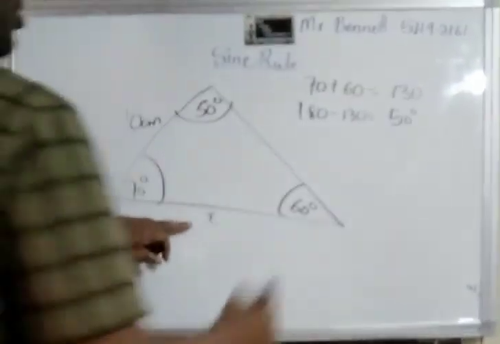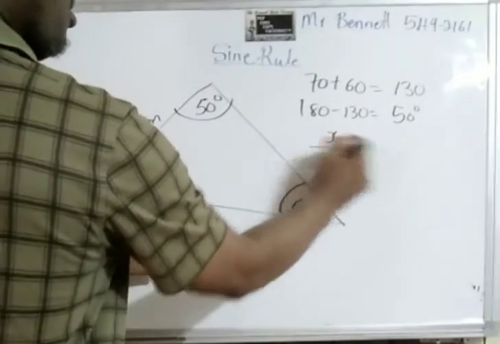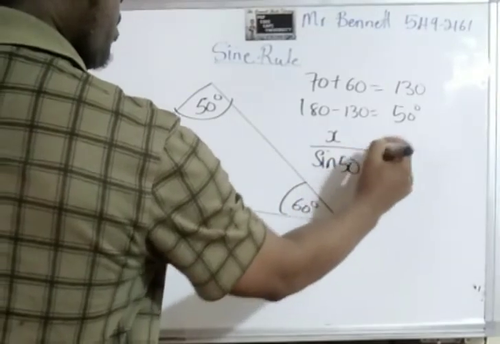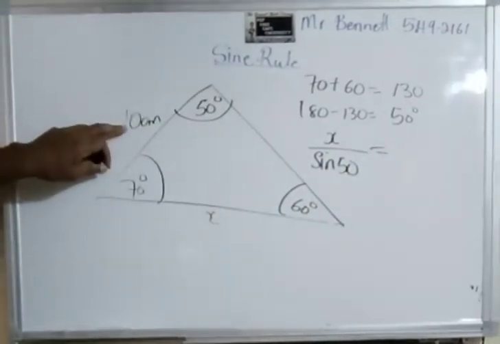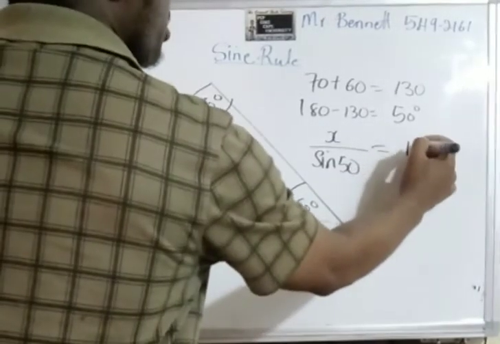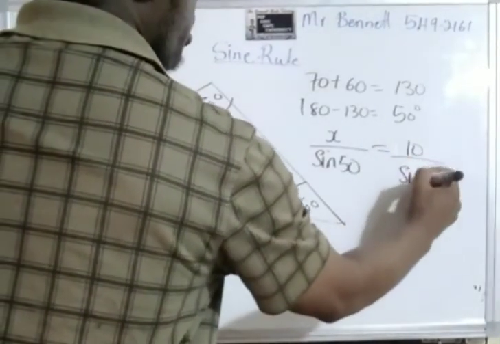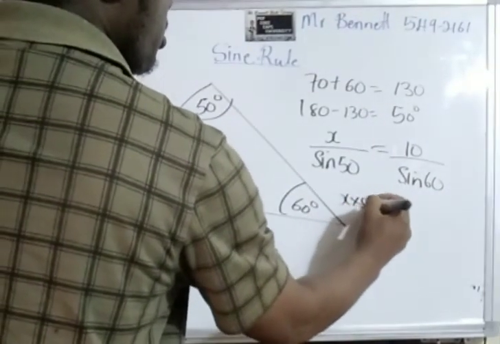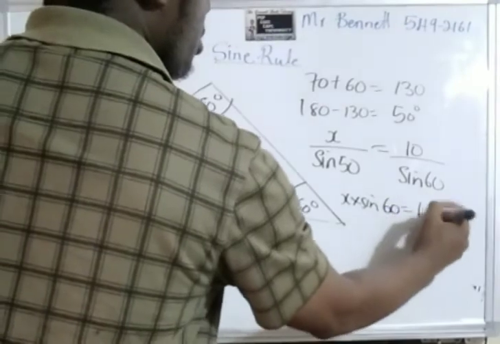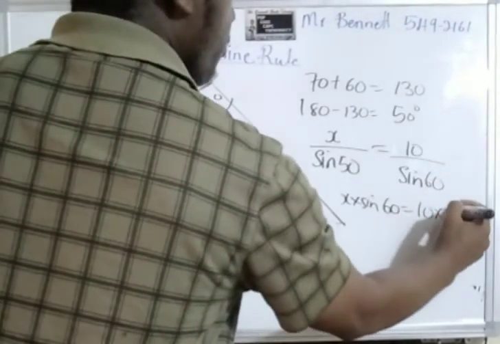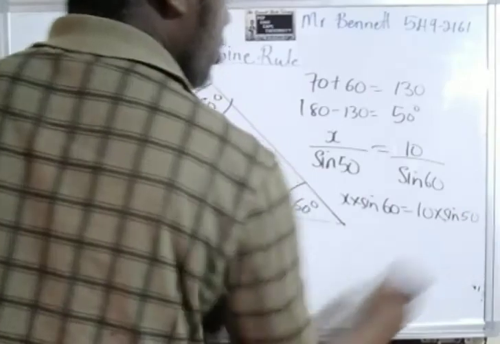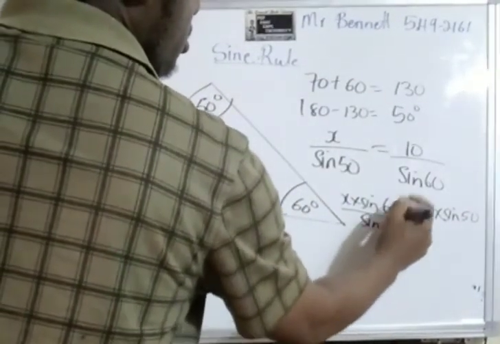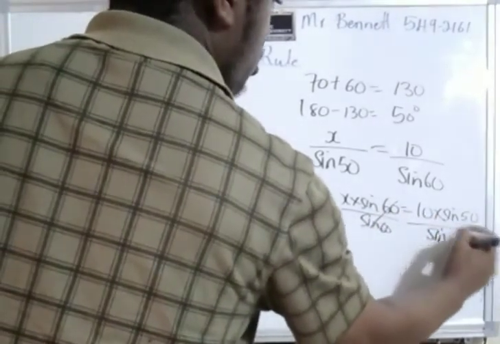So now we can set it up. It will be side over opposite angle. So it's sine 50. And that will be equal to, we already know this side, so it's 10. Use the side that is known, 10 over sine 60. Cross multiply to get rid of the denominator. X times sine 60 is equal to 10 times sine 50. By now everyone should be seeing that. In order to get rid of this, we divide by sine 60. What you do to one side, you do to both sides.